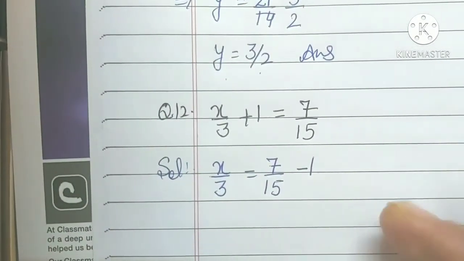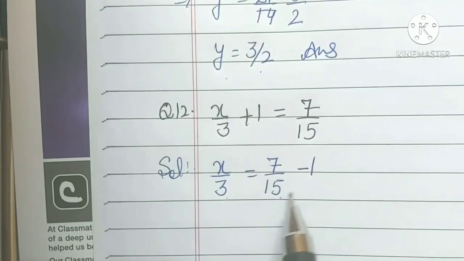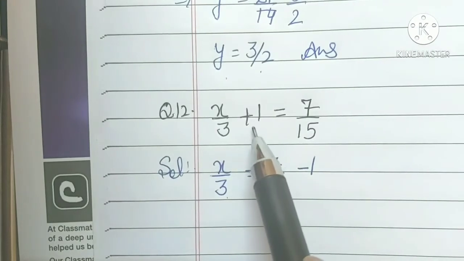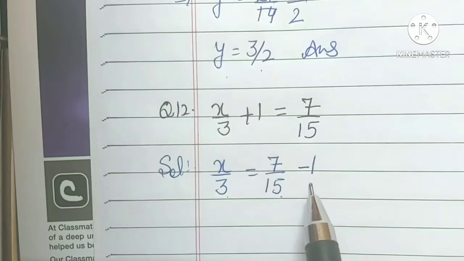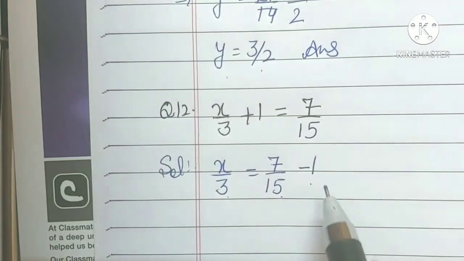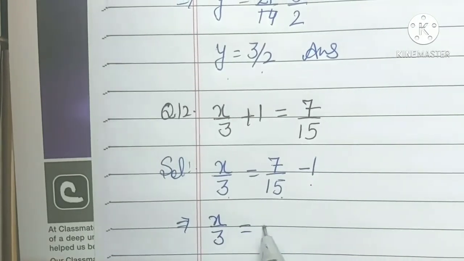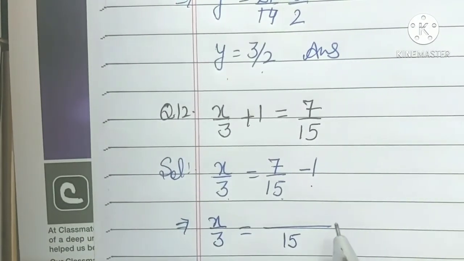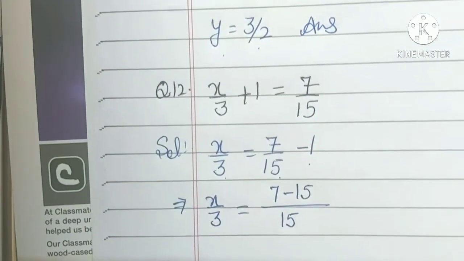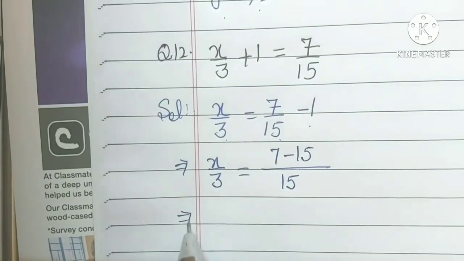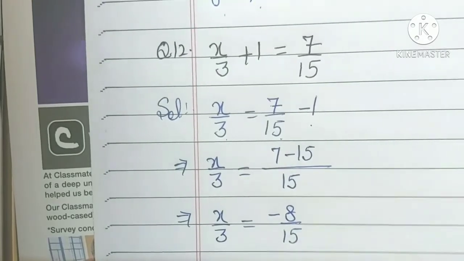Last part of question number 12, that is x upon 3 plus 1 equals 7 upon 15. Now on the left hand side it is plus 1, so when we shift it to the right hand side it will be minus 1. So the equation will become x upon 3 equals, we need to take the LCM, 15 will be the LCM, so it will be 7 minus 15, and 7 minus 15 is minus 8 upon 15.